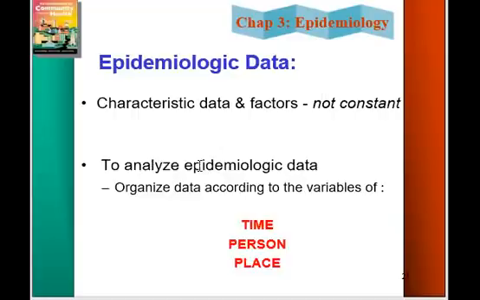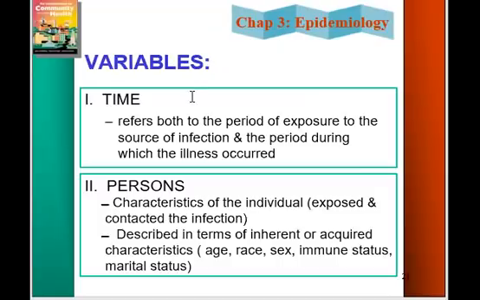Now, to analyze epidemiologic data, you need to organize data according to these three variables. Okay? So these variables are time, person, and place. So unahin po natin yung time. Okay? So when we talk about the variable time, ibig sabihin po, yung data mo, i-organize mo siya as to kailan possibly na-expose yung tao o di kaya kailan nagsimula mag-manifest yung symptoms ng pasyente or ng tao. So pwede na through time mo i-organize yung epidemiological data mo.